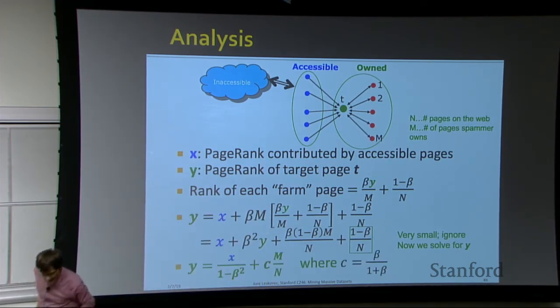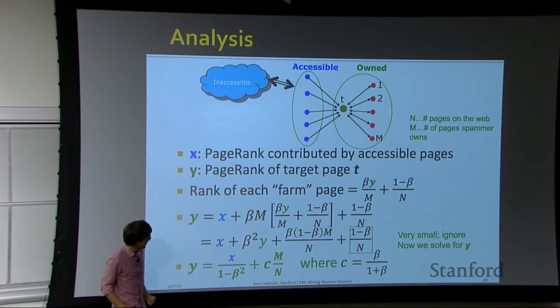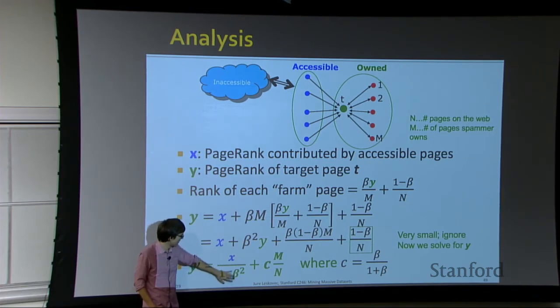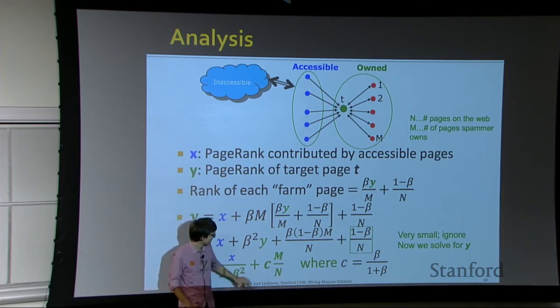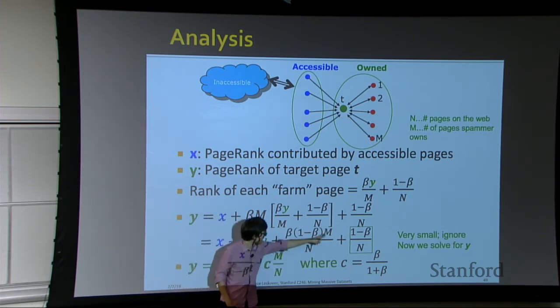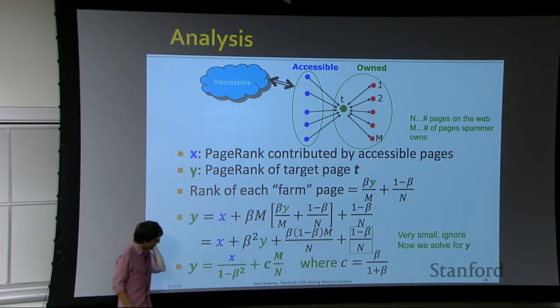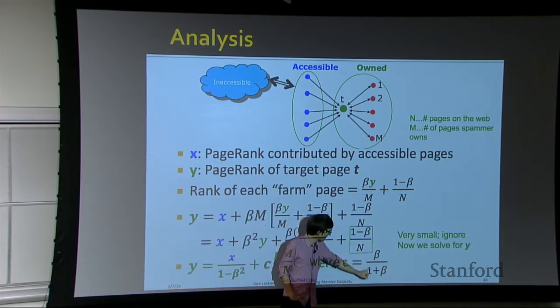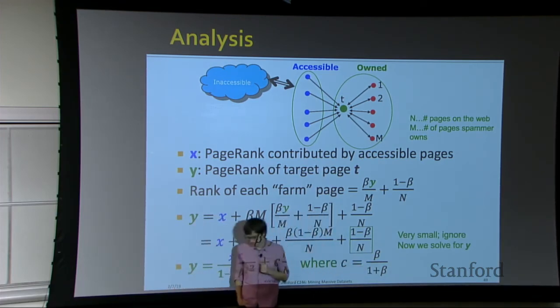Now that I got rid of this term, I can solve this equation for Y. And if I solve it for Y, here is what I get. I get Y equals X divided by 1 minus beta squared, plus some C times M over N, right? I have this M over N. And the C is a constant, which is beta divided by 1 plus beta.